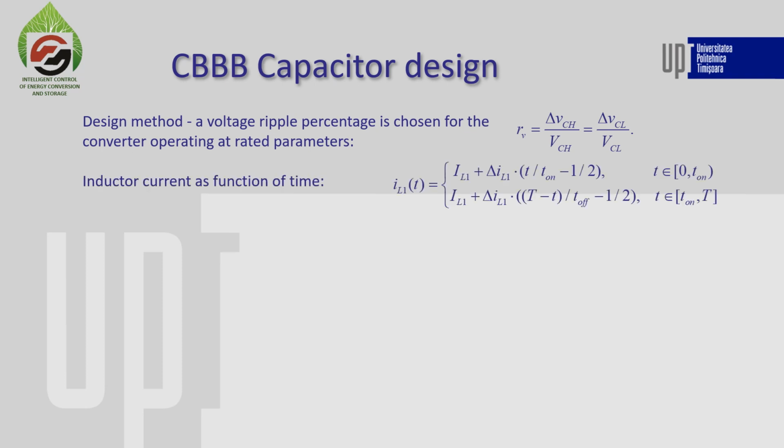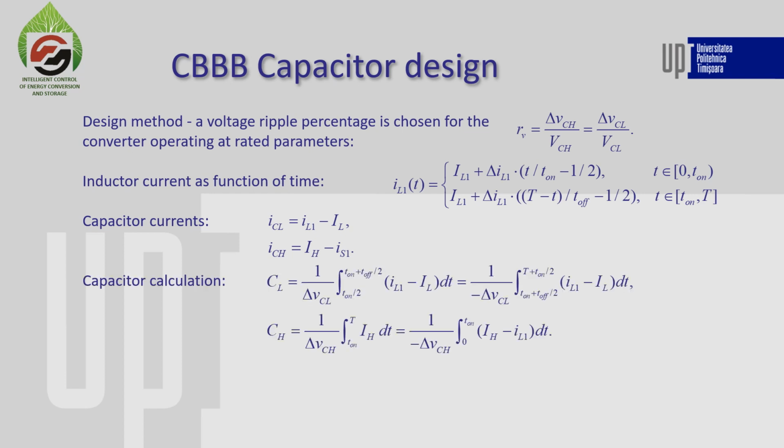We then consider the function for the inductor current as a function of time, because we need the inductor current for calculating the capacitor currents as time functions, which we then use by integrating these currents and dividing by the voltage ripple on the capacitors. We use these currents to calculate the values for the two capacitors.